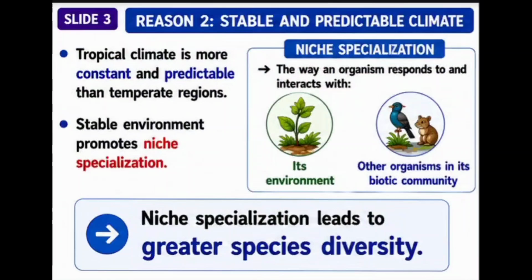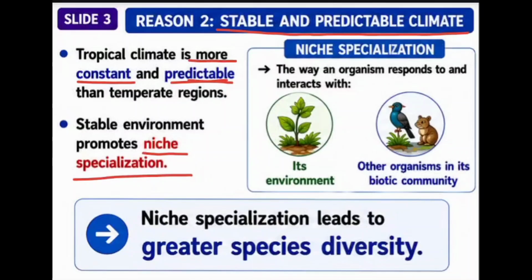Now let us discuss the second reason, stable and predictable climate. Unlike temperate regions, tropical climates remain relatively constant throughout the year. There are fewer extreme seasonal changes. Temperature and rainfall patterns are generally more predictable. And why is this important? Because a stable environment allows organisms to adapt very precisely to their surroundings. And this leads to something called niche specialization.